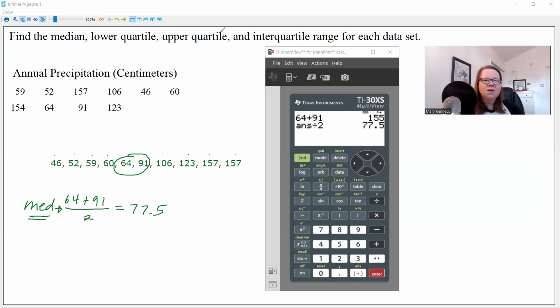So I'm going to change what I have here instead of a circle. Oh, I don't want to erase everything. I do want to just put a divider line in between the 64 and the 91. Okay, that was my middle, so to speak.